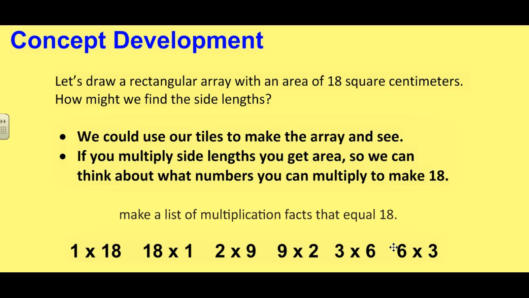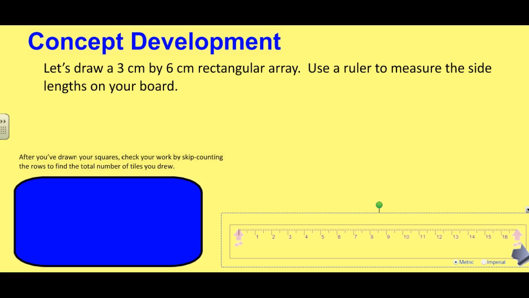So we could take any of those equations, and those would be our side lengths, and we could draw a rectangular array with any of those. But we're just going to stick with one of these today. So you're going to need your ruler. So if you want to push pause and get that out. We're going to use our ruler, and we're going to be using the centimeter side to make a rectangular array that has 3 centimeters and 6 centimeters.